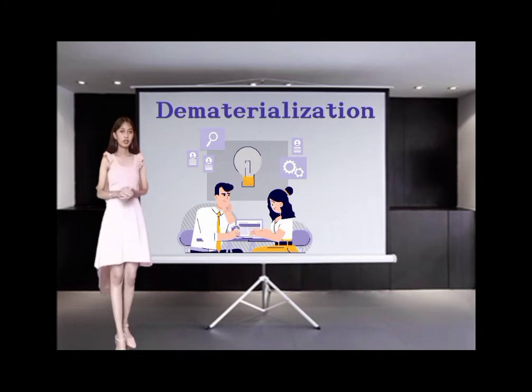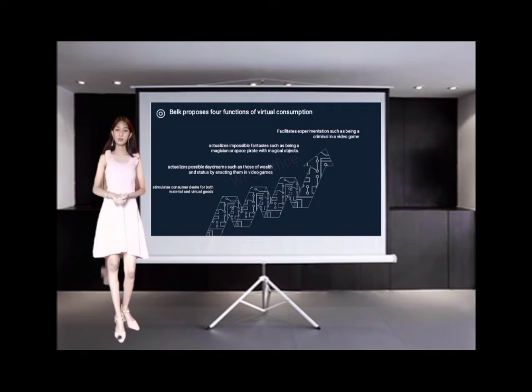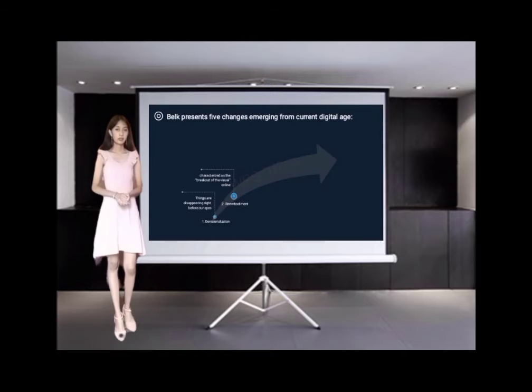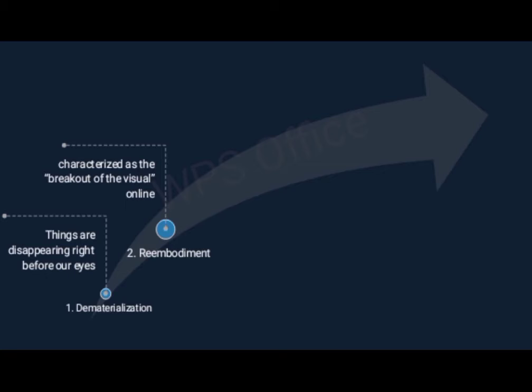In other words, digital natives are growing up in a world where many of their possessions aren't actually physically possessed. Belk proposes four functions of virtual consumption: stimulates consumer desire for both material and virtual goods, actualizes possible daydreams such as those of wealth and status by enacting them in video games, actualizes impossible fantasies such as being a magician or space pirate with magical objects, facilitates experimentation such as being a criminal in a video game. Re-embodiment lets users craft an online persona that is a digital representation of the self, which is manifested in the embodiment of their digital body or avatar.